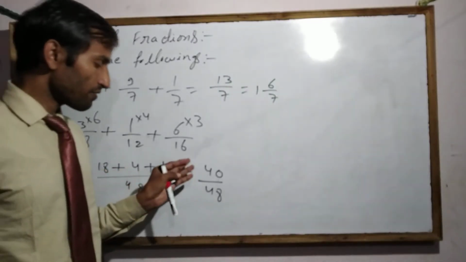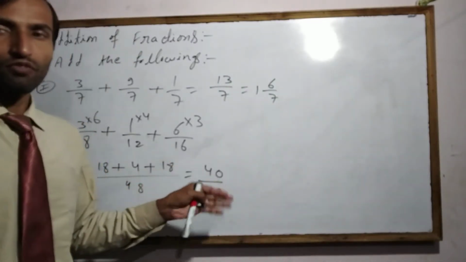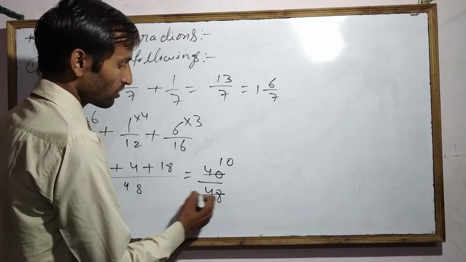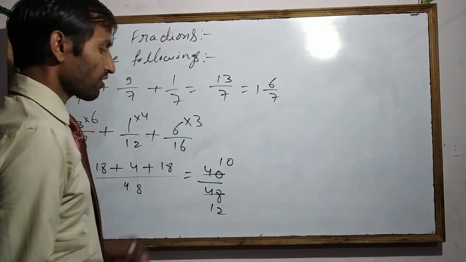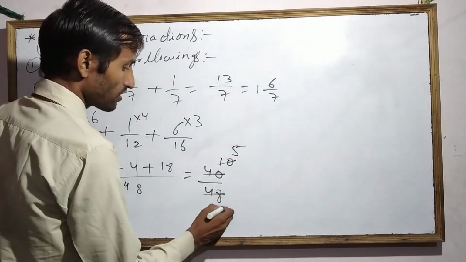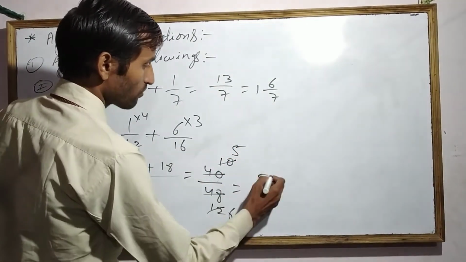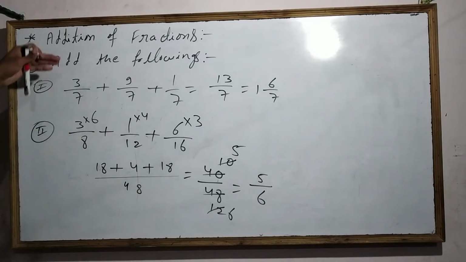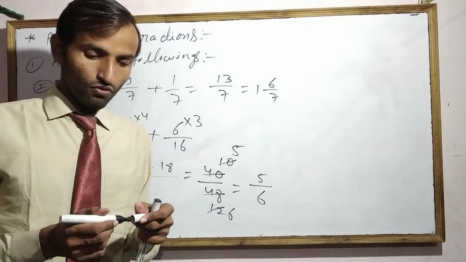Now after then, if cancellation is there, so we have to cancel. So it will cancel by 4: 4 times 10 is 40, and 4 times 12 is 48. Again we can cancel out by 2. So 5 times 2 and 6 times 2. So final answer is 5 upon 6. So this is the final answer. Like that you have to do in the respective question.